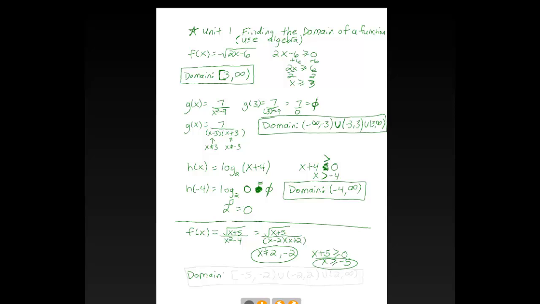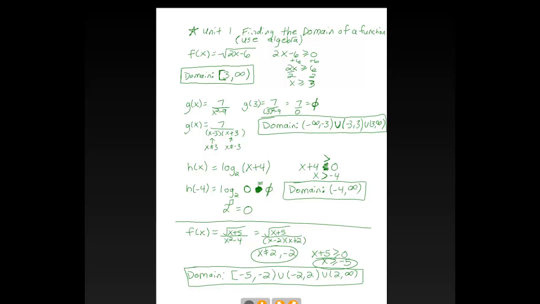So here's my domain. Negative 5 is the smallest number I can plug in, so negative 5 up until negative 2. Parenthesis on that negative 2 because I'm not allowed to plug in negative 2. Then I could go negative 2 up to 2. Again, parenthesis on the 2 because I'm not allowed to plug in 2. But now I can plug in anything bigger than negative 5 as long as it's not 2 and negative 2. So I can also plug in everything from 2 up until as big as I want, which is infinity.